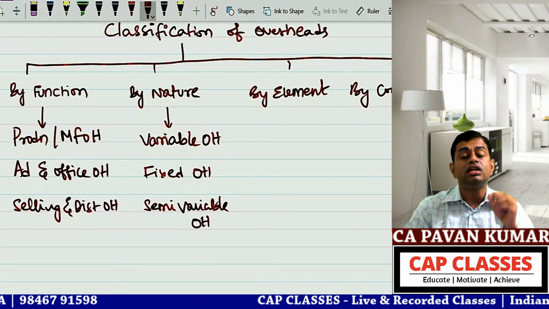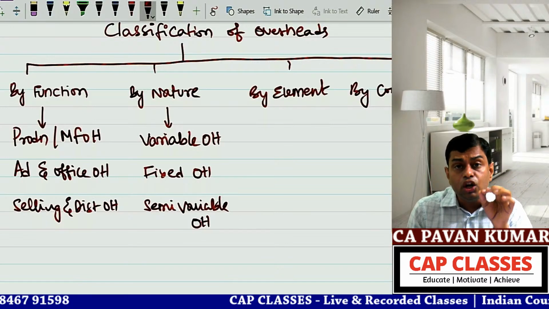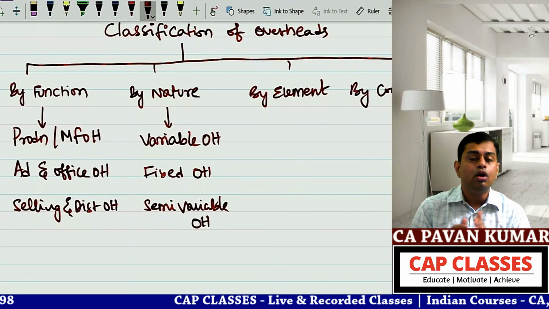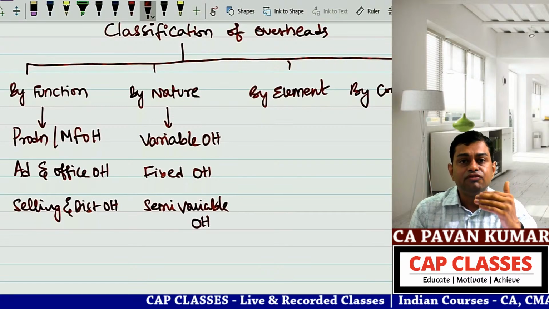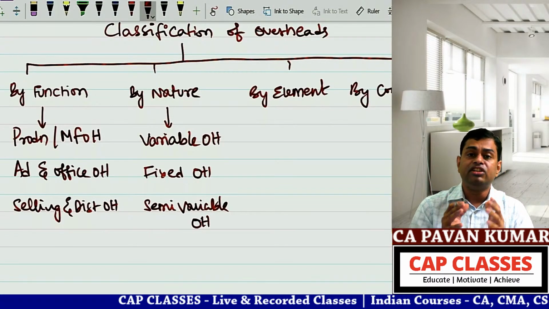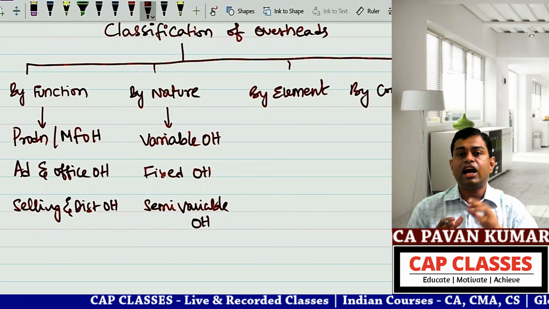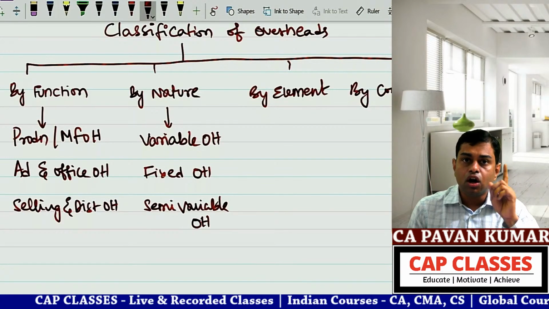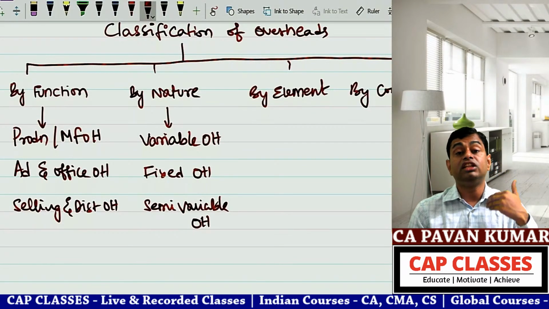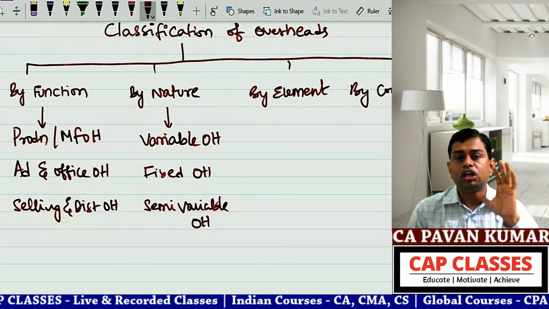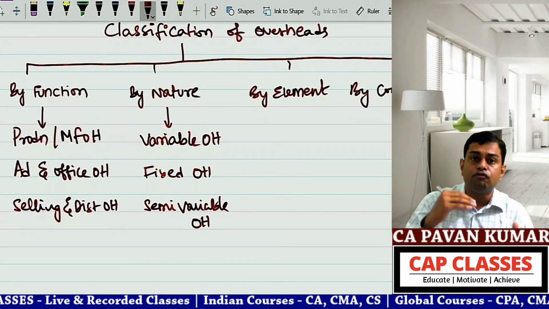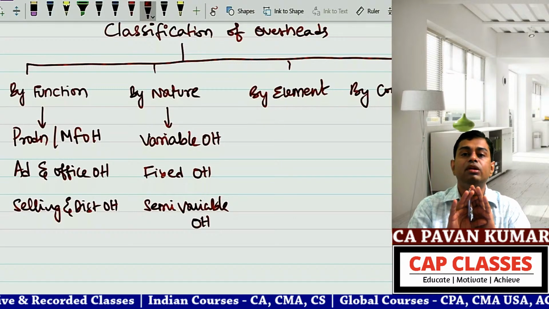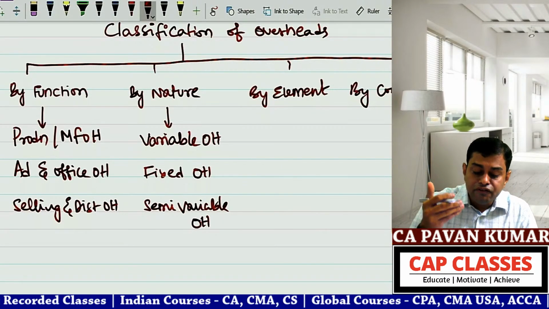What is fixed cost? Fixed cost in total remains constant irrespective of the level of activity. Whatever the level of activity is, this will be constant. That means, Pavan sir, I am producing 1000 units, 1 lakh rupees is the cost. I am producing 1100 units, cost will be 1 lakh only. I am producing 1500 units, cost will be 1 lakh only. That means whether your volume of production or volume of sale increases or decreases, there will be no change in the cost. That is called fixed cost.